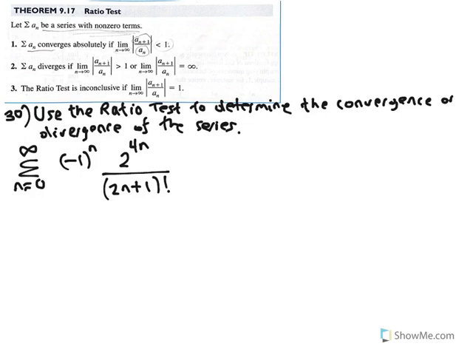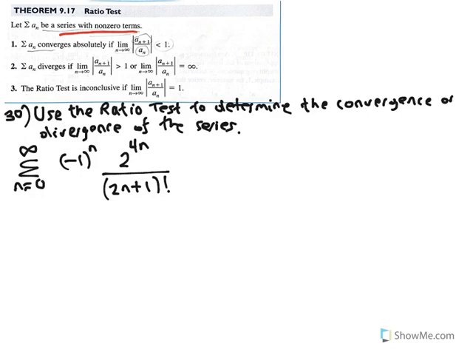Here we have an alternating series, and we'd like to go ahead and use the ratio test. Can we use the ratio test? You can use it as long as you have a series with non-zero terms. And this is a series with non-zero terms.